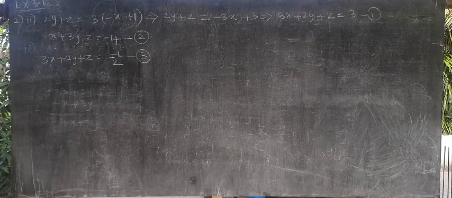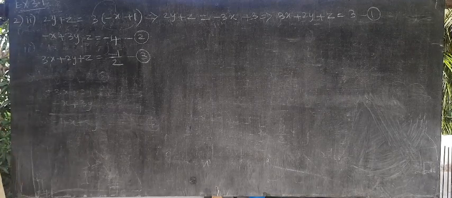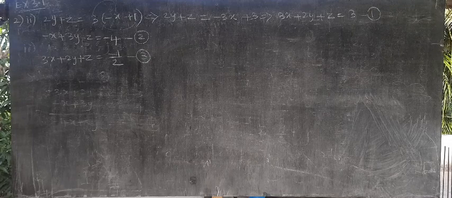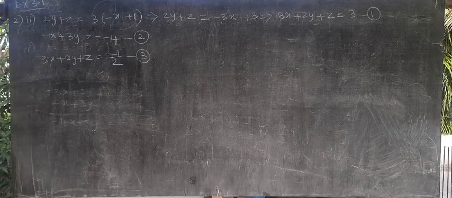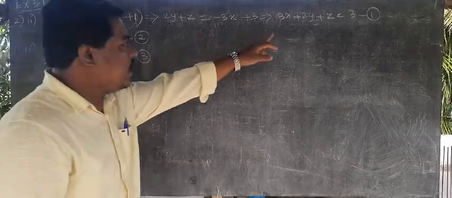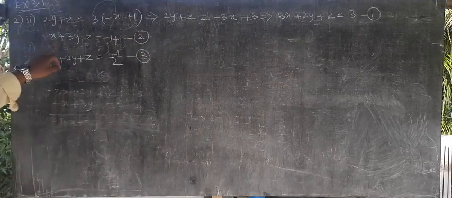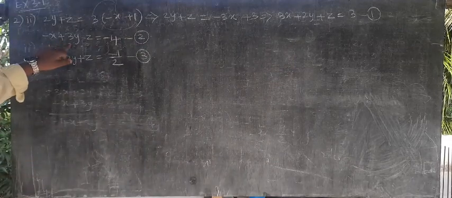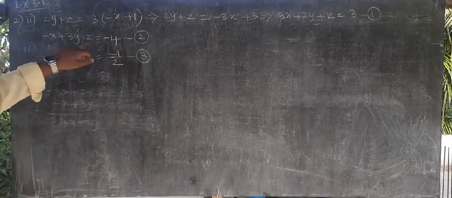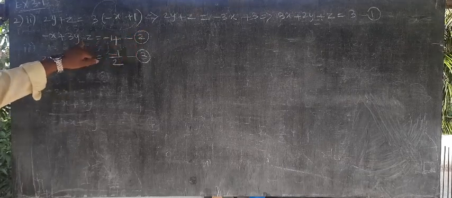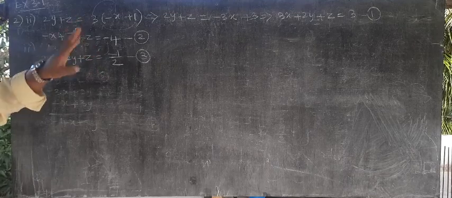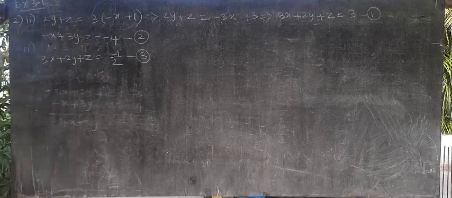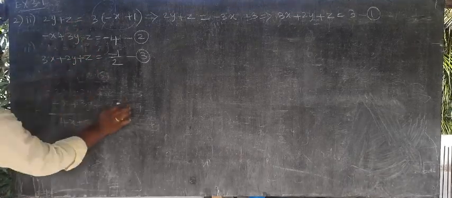From these three equations, we need to reduce any one variable. Any variable you can cancel, no problem. So see here, equation 1: 3x plus 2y plus z equal to 3. In the second equation, minus x plus 3y minus z. In the first equation z, in the second equation minus z. So solving 1 and 2, we straightaway cancel z, plus z minus z. So listen, solving 1 and 2.